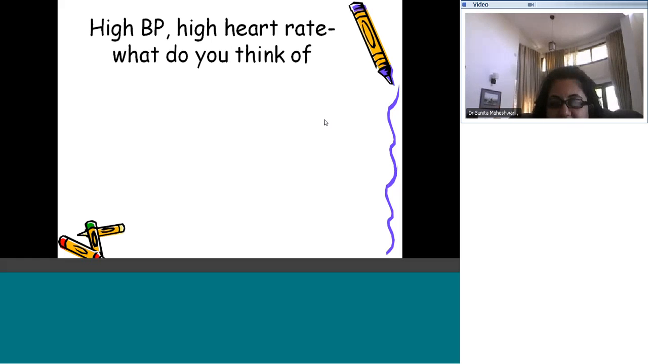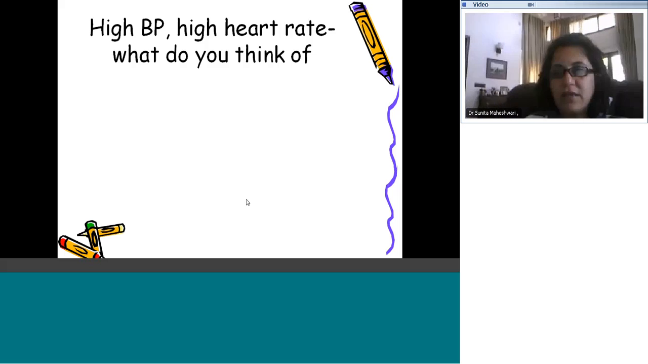High BP, high heart rate. Inadequate sedation or analgesia, excessive inotrope. Arrhythmias you won't think of, because generally arrhythmia is not going to raise your blood pressure, right? It may raise your heart rate, but along with the heart rate going up, the BP is going to come down. So it would be unlikely to be an arrhythmia.